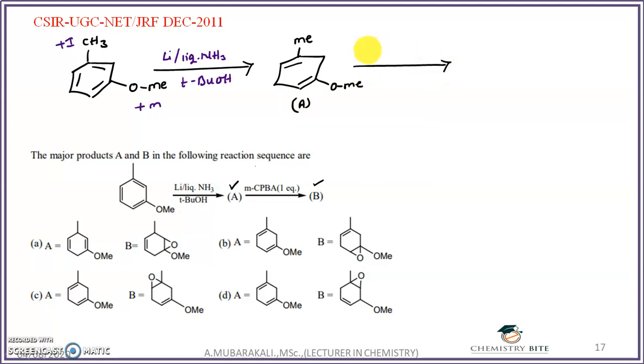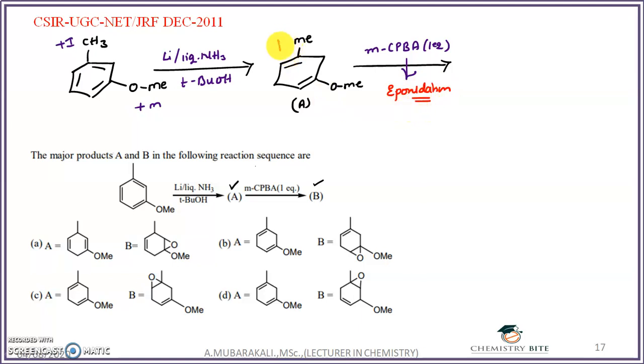Further A, they are reacting with what? They are reacting with meta-chloroperbenzoic acid, MCPBA. They have taken only one equivalent. What is the role of meta-chloroperbenzoic acid? It is a reagent used particularly for epoxidation. So it will convert an alkene into an epoxide.